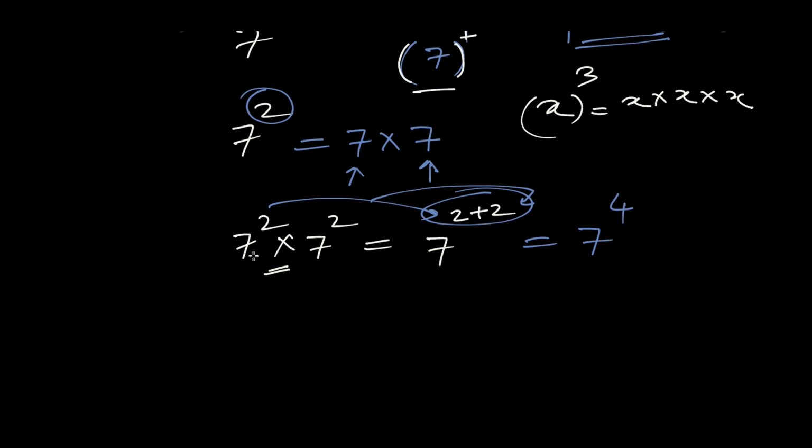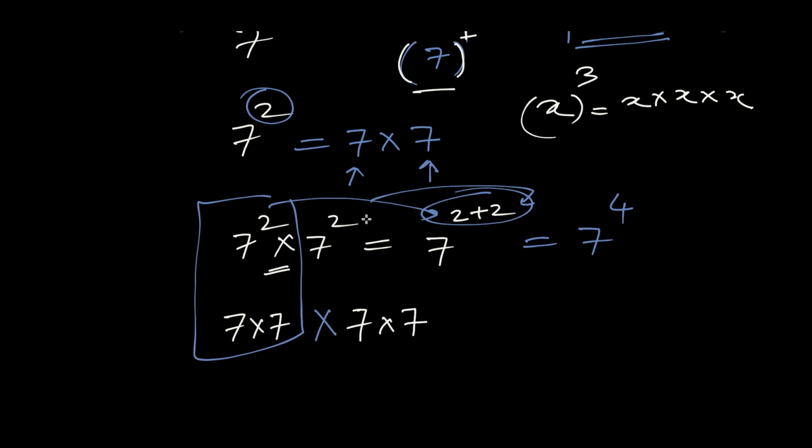इसको हम लोग इस तरह से भी लिख सकते हैं. Let's say 7 to the power 2. How we can represent it? 7 into 7. This is going to be this number. And this number we are multiplying with again 7 to the power 2. Again we can say 7 into 7. This is representing the second number. This 7 to the power 2 is going to be 7 into 7.